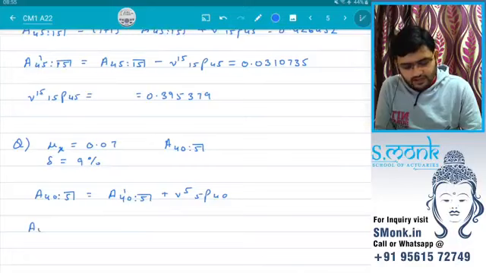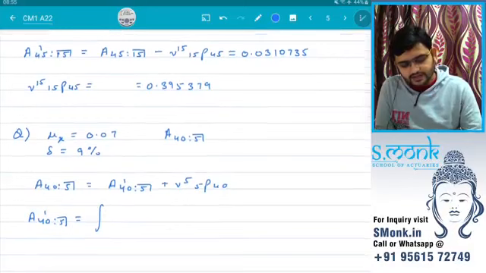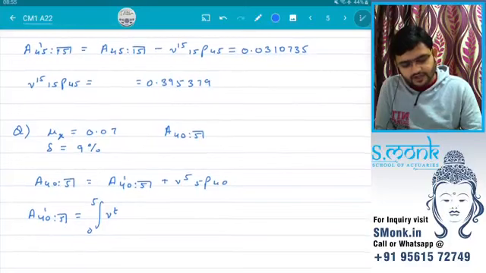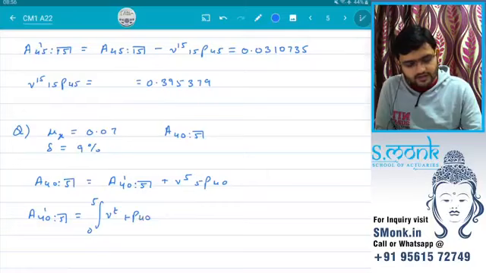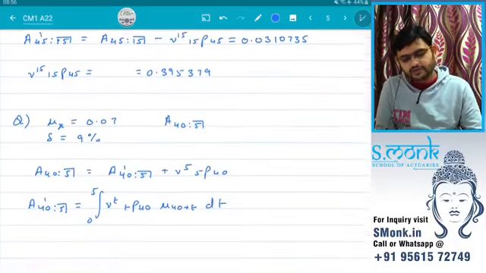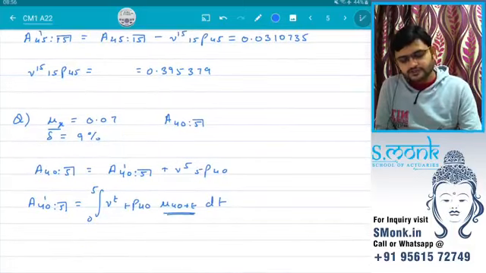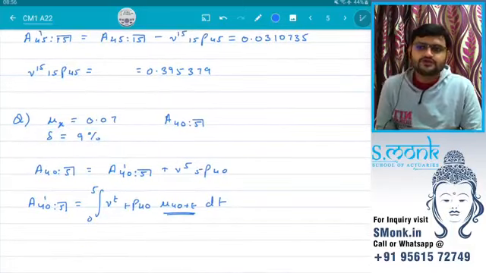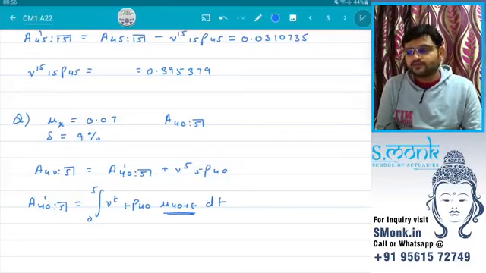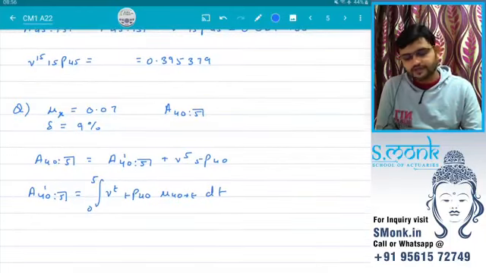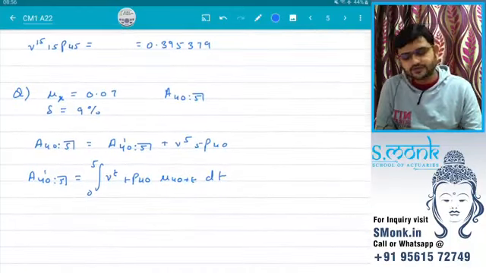So for A40 dash 5, that becomes integration of V raised to t, going from 0 to 5 because we are going only for 5 years, V raised to t, tp40, mu 40 plus t dt. This is our formula. Now mu 40 plus t is just mu x, because we have assumed constant force of mortality. In real life, force of mortality will never be constant, it will depend on age, but for the sake of understanding we are taking it as constant.